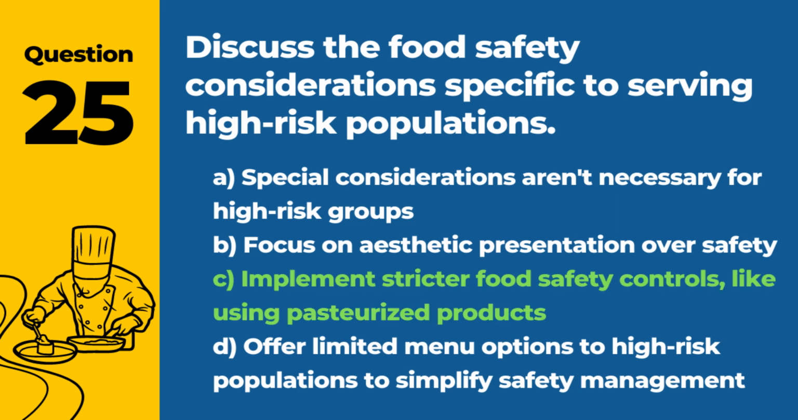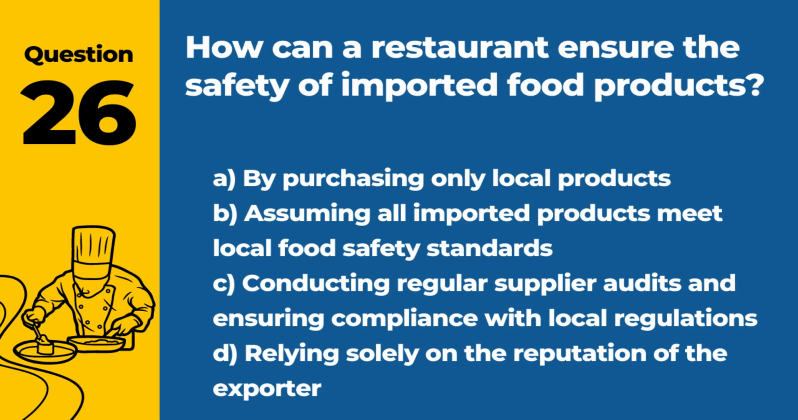Answer: C. Implement stricter food safety controls, like using pasteurized products. High-risk populations require enhanced food safety measures to protect against foodborne illnesses. Question 26. How can a restaurant ensure the safety of imported food products?